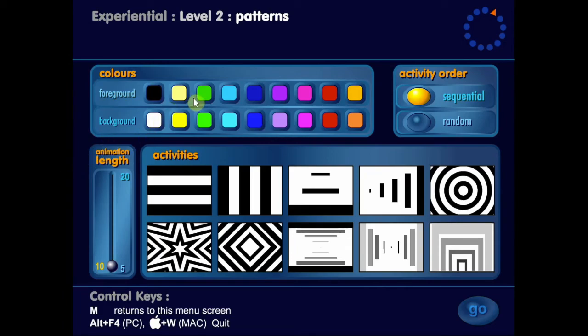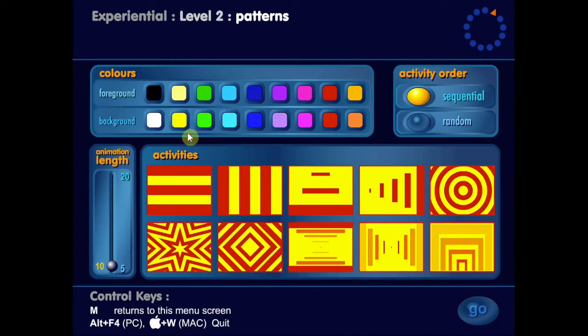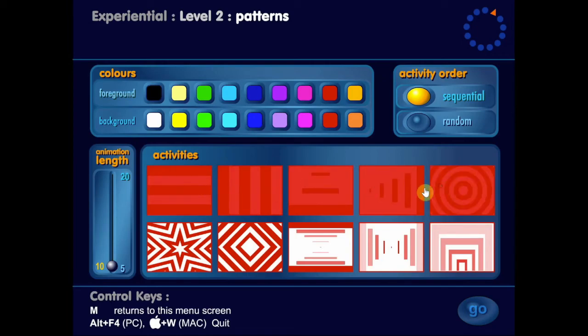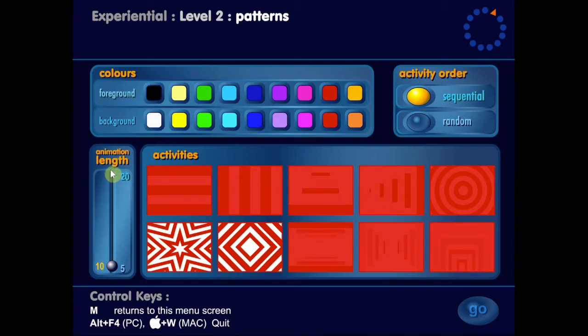For example, we can change the foreground and background colours. So perhaps if I was working with a child who liked yellow and black, I may choose a yellow background with black patterns, or red patterns with a white background. I can also select or deselect any of the activities simply by clicking them. I can turn them off or on. I'll turn these off. I can also decide the animation length, so how long the activity will play for before it changes. It's currently set to 10 seconds. When I'm ready to go, I click the button Go.